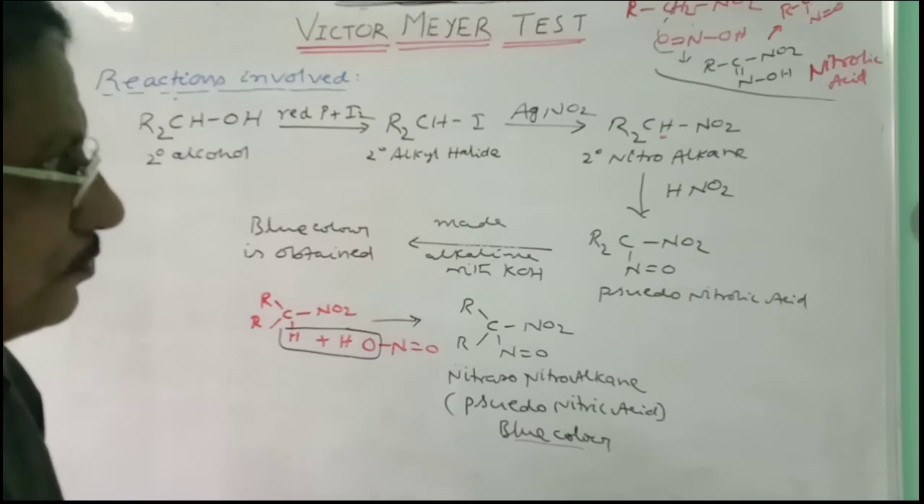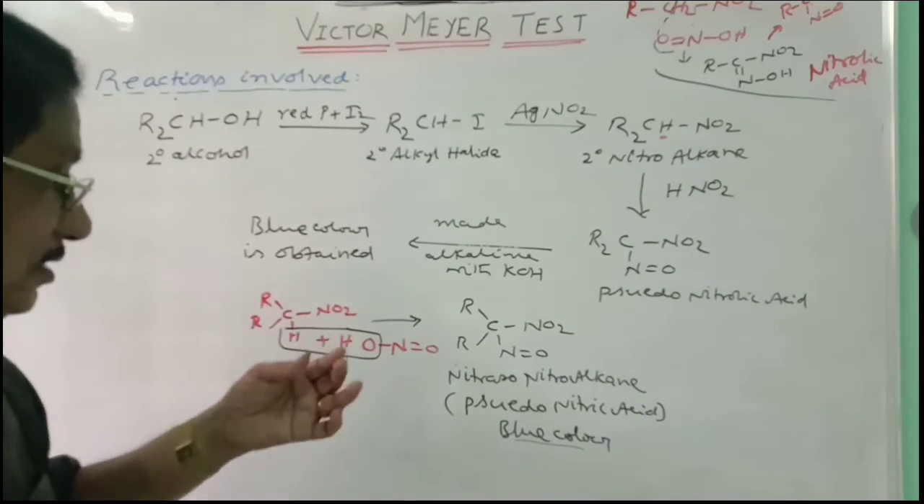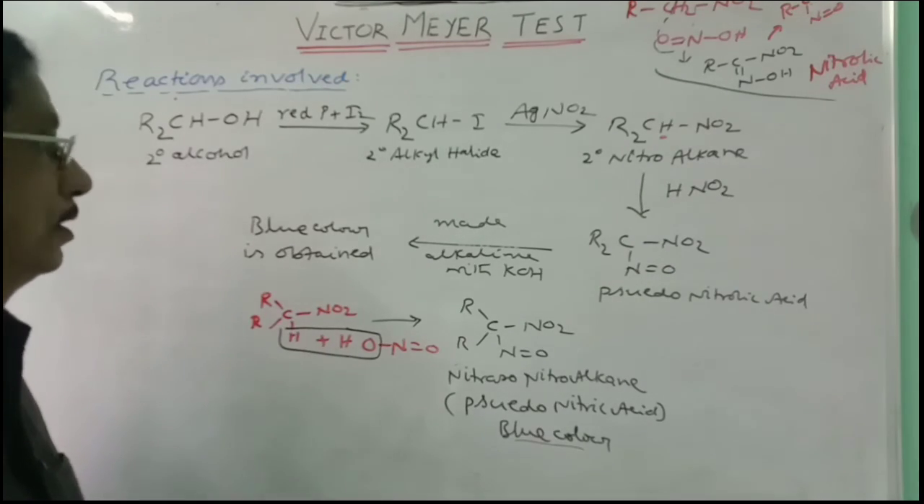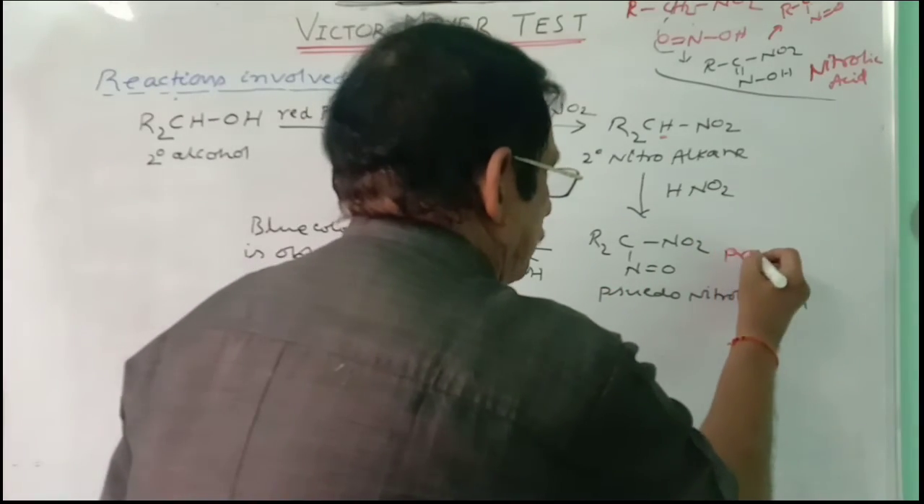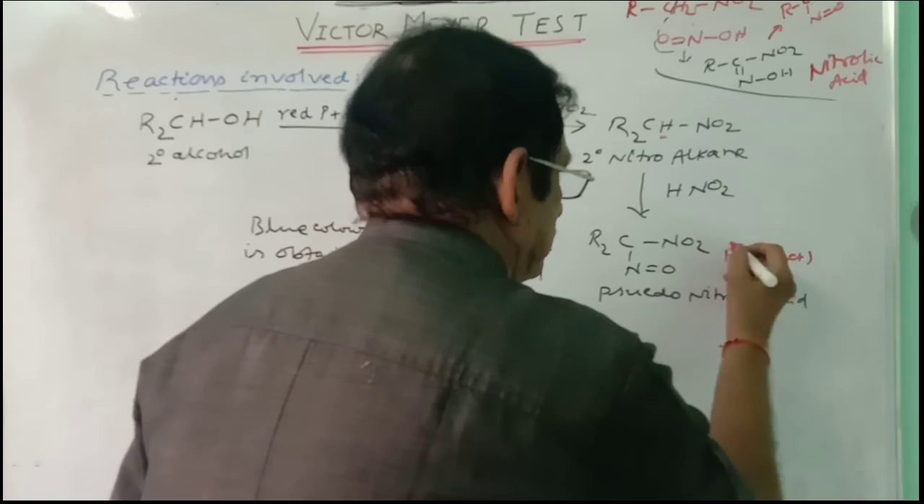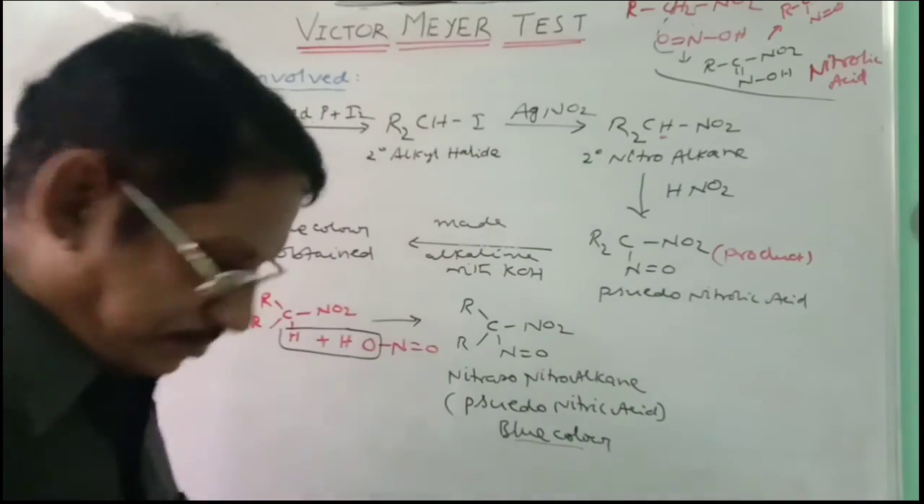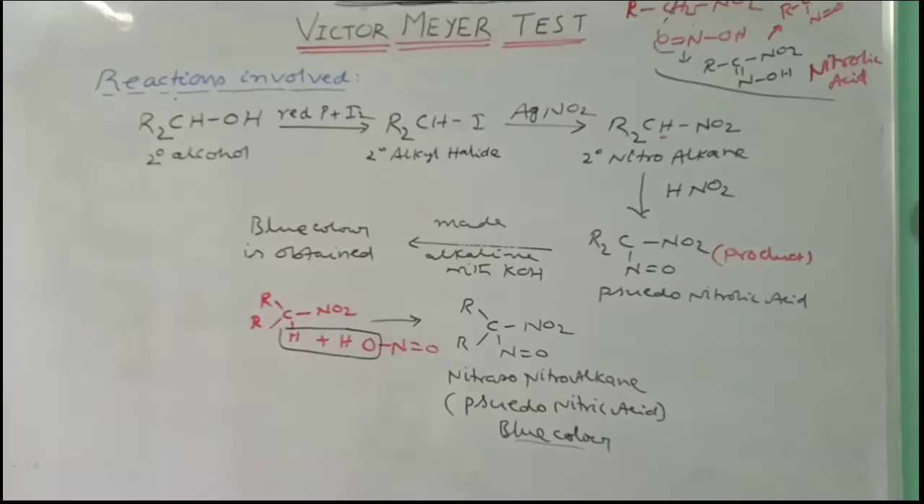Right? Now, let us take the tertiary. Here, what is the product obtained? Pseudo-nitrolic acid is obtained. Later on, all this will be obtained here. Please note it.